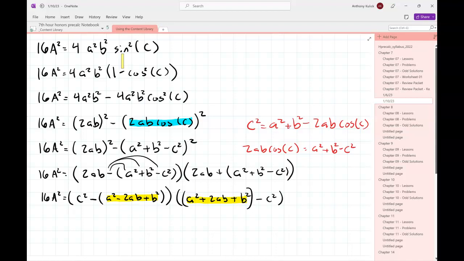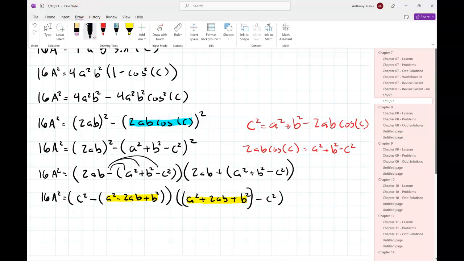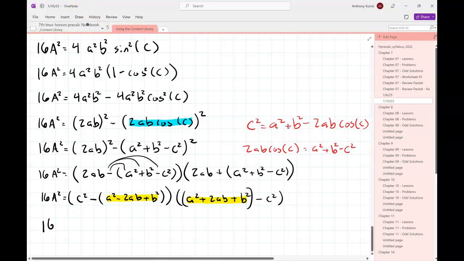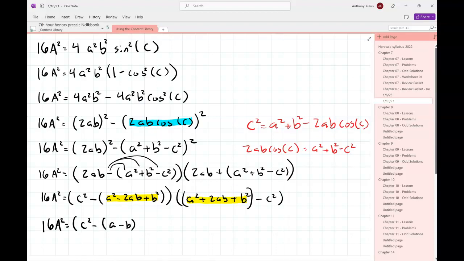Recognize those polynomials. Those are the perfect square factoring pattern. So I can factor each one of those. That's going to be a minus b quantity squared. And the other one will be a plus b quantity squared.